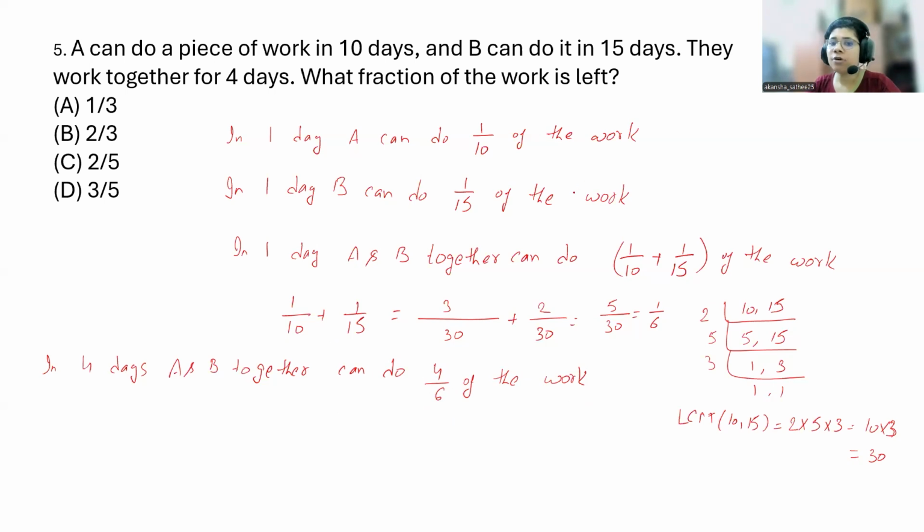So what fraction of work is left? Total work was 1. So 1 minus 4 by 6 is left. And that is equal to, again you can take the LCM and solve, 6 minus 4 upon 6, that is 2 by 6. And 2 by 6 is nothing but 1 by 3. So 1 by 3, A is the correct option. So 1 by 3 of the work is left if A and B work together for 4 days.